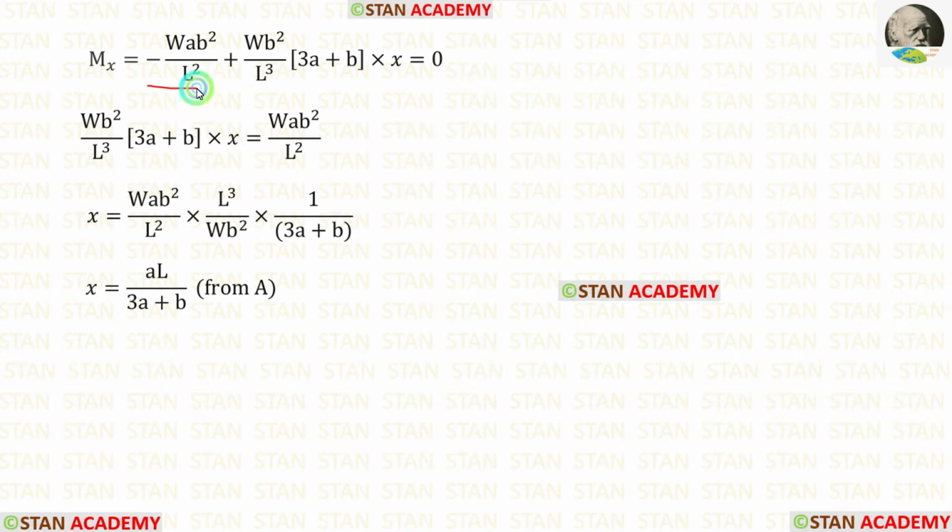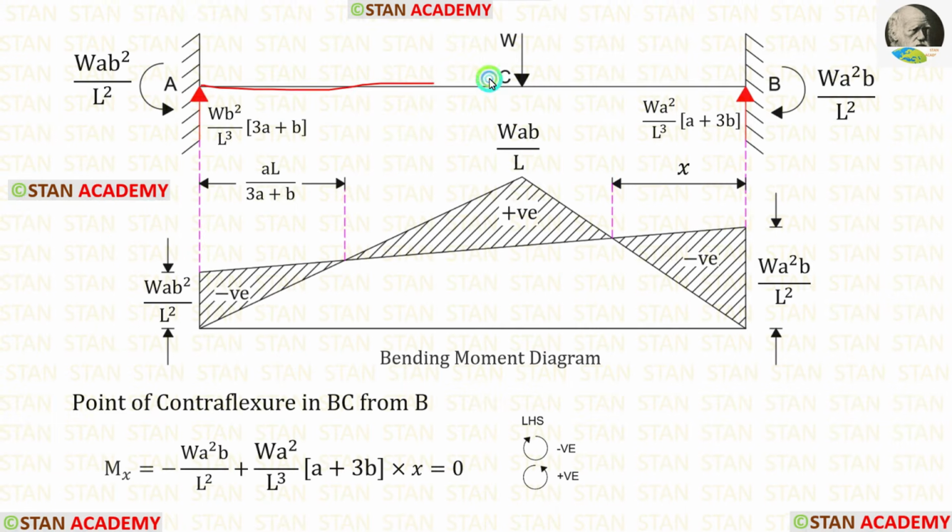Then let us take this term to the right side, so it will become positive. Then let us take this term to the right side, it will come inversely. Then we can eliminate W, B square and then L square and cube. Finally, we have a formula for the distance x, AL upon 3A plus B. For AC, we have found the distance of the point of contraflexure.